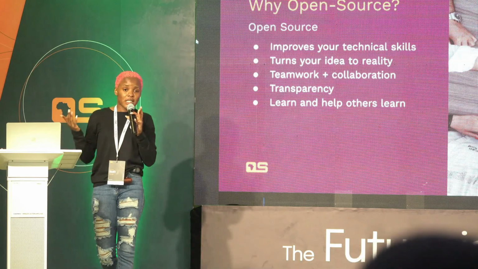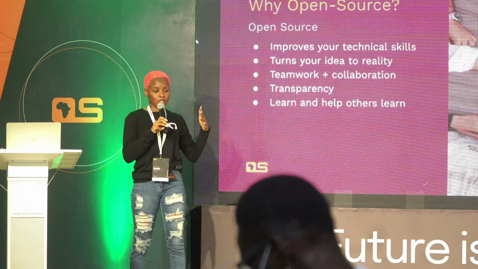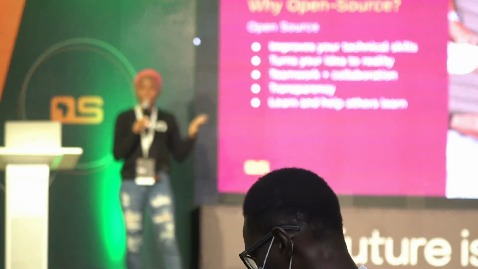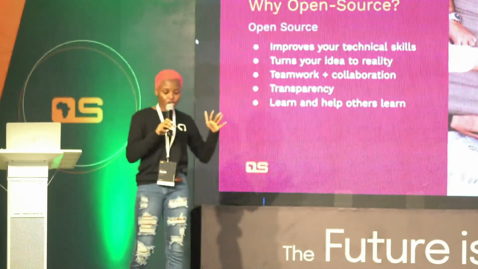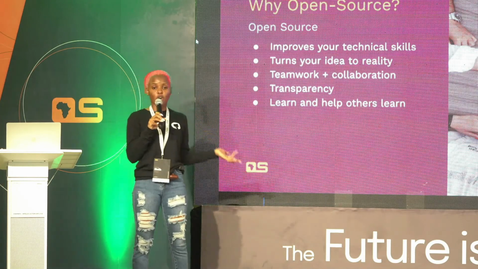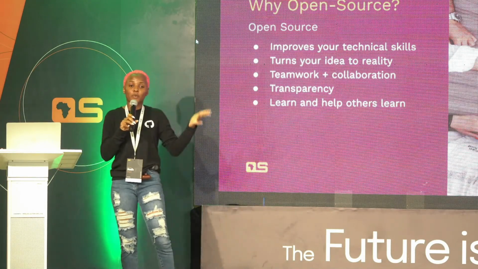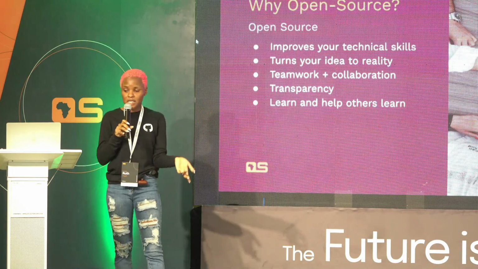Another thing is transparency. With open source, when you create open source projects, the project is transparent. Like I said, the code is publicly accessible. Everybody can see it. So if there's a problem, if there's an inconsistency, maybe the code is not looking correct, somebody can spot it because it's transparent, and they can try to fix it.